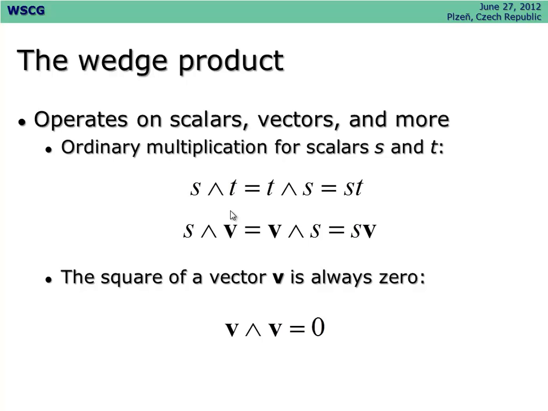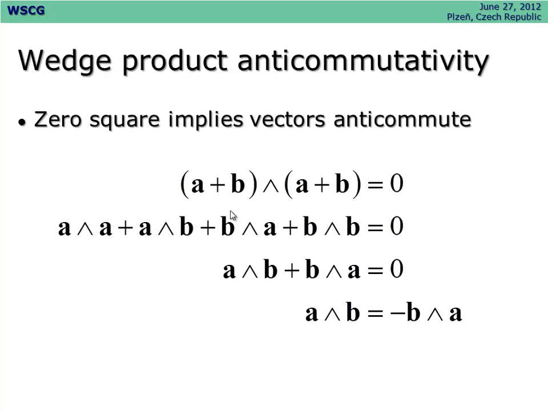But we make the rule that if we take the wedge product of any vector with itself, then that's always zero. And we can actually start with that rule or start with another rule, and the fact that anything multiplied by itself is zero also means that the wedge product is anti-commutative with vectors.